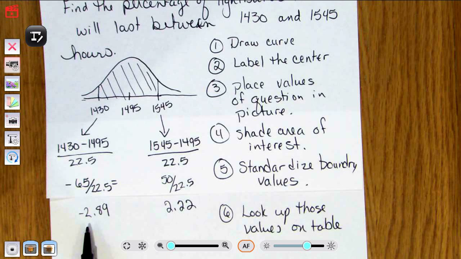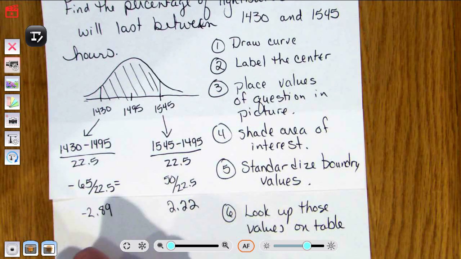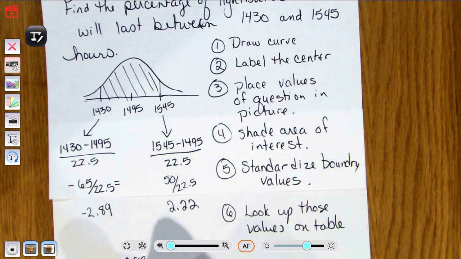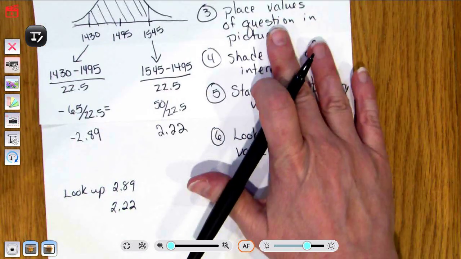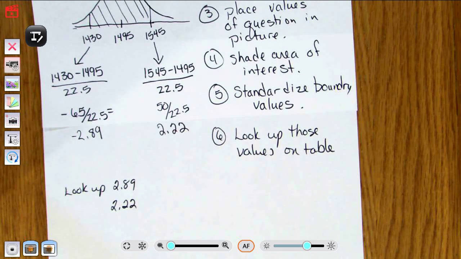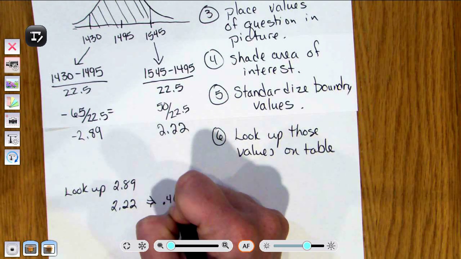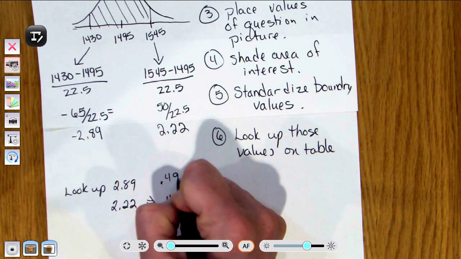Okay, remembering that when we look up negatives, we just really look up the positives, and remember it is symmetric. So this guy, we're going to be thinking of it being up there. So I'm going to look up 2.89 and my 2.22. Okay, trying to get it all in there. 2.22 is 0.4868. 2.89 is 0.4981.